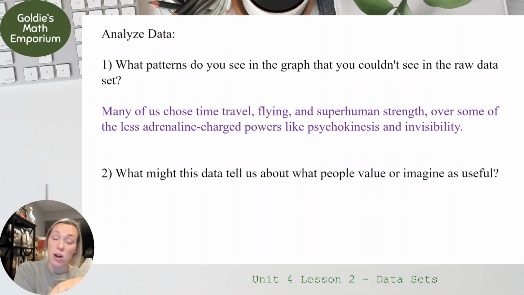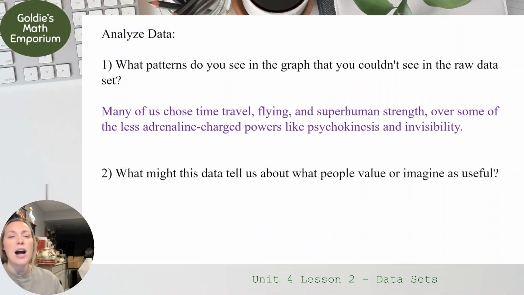Well, what we saw in our example data, and this might vary from person to person, is that many people chose time travel, flying, and superhuman strength. Those were the top 3. Now, all of those are very adrenaline-charged powers, okay? Unlike psychokinesis or invisibility. Psychokinesis would be like moving things with your mind around the room, right? Like moving a pencil around a room.